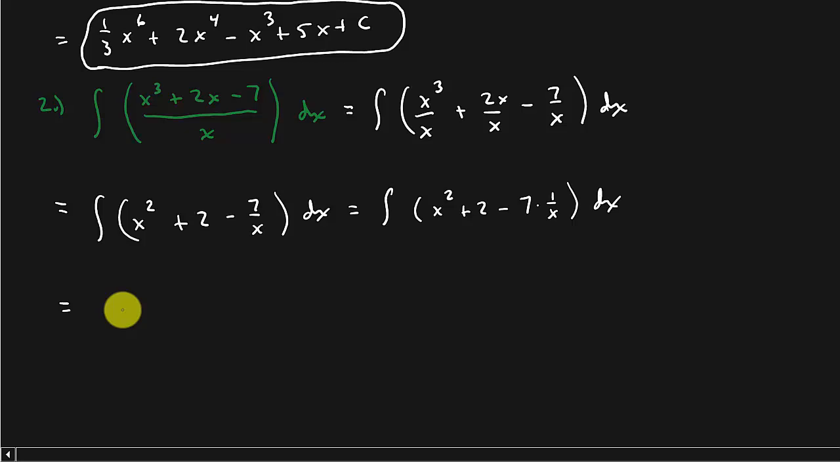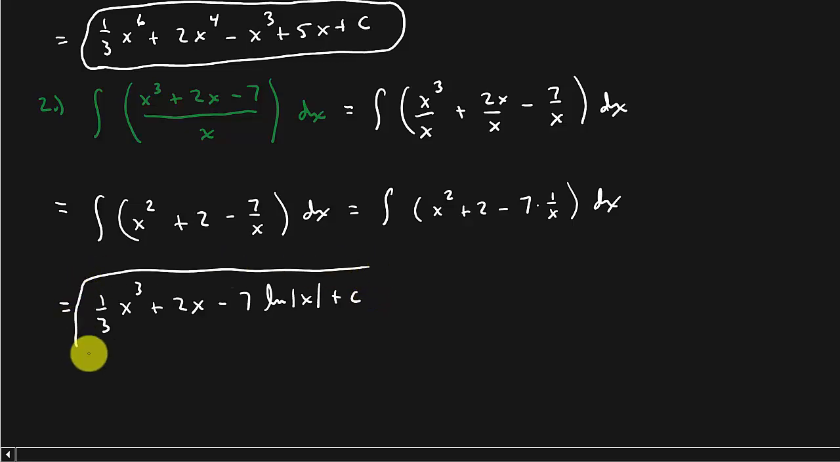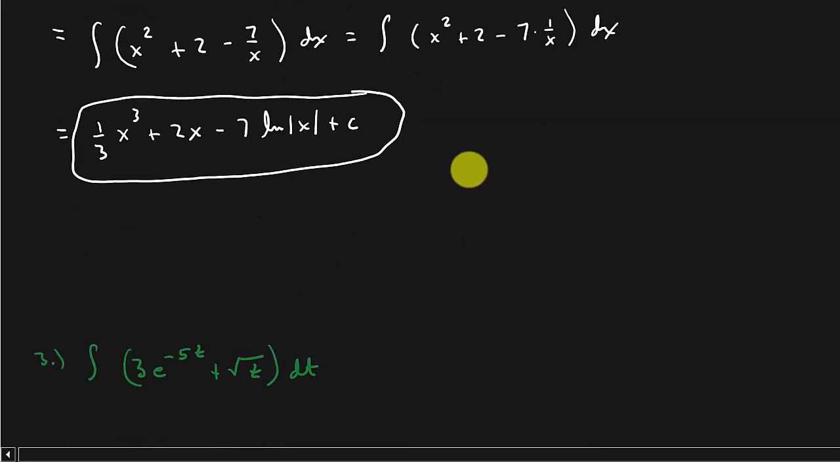And so this is just going to be x cubed times the reciprocal of your new exponent, which is 1/3, plus 2x minus 7, and then the integral of 1 over x is natural log absolute value of x plus c. And notice once again, I did not forget my plus c. We cannot forget the plus c because we get points taken off for that.